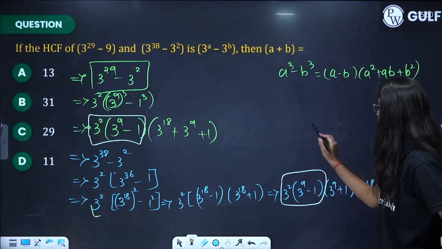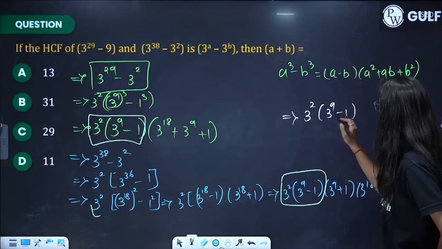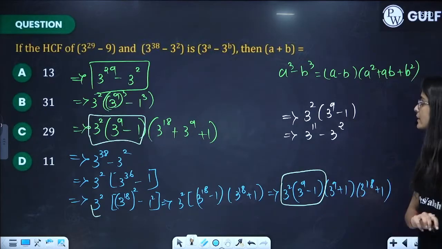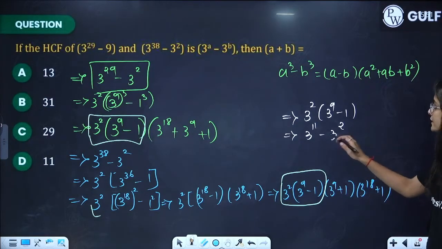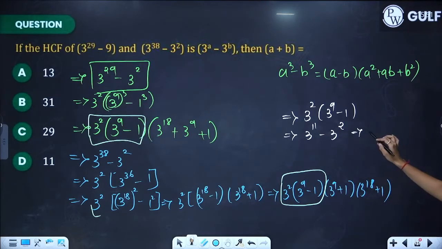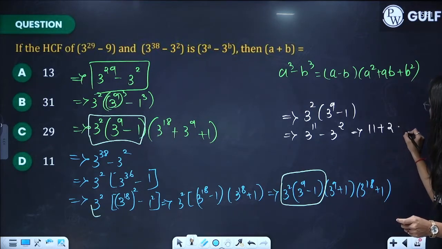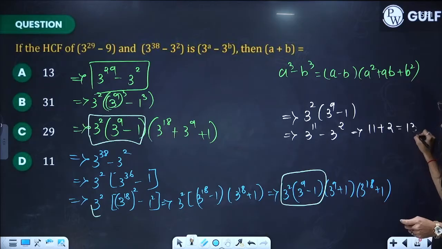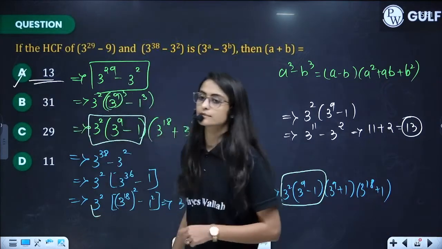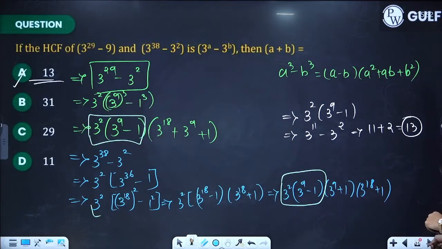Simplifying it forward, 3 square multiplied by 3 raised to 9 minus 1, I'll be getting 3 raised to 11 minus 3 square. So here 3 raised to a minus 3 raised to b we have obtained. Therefore, we have to find a plus b, so 11 plus 2, which is a and b, gives us 13, which will be your option A. I hope you all understood this. Moving to the next question.